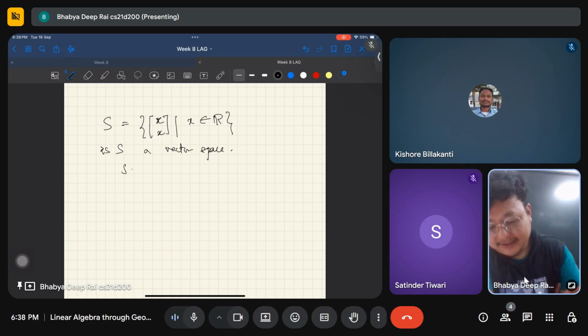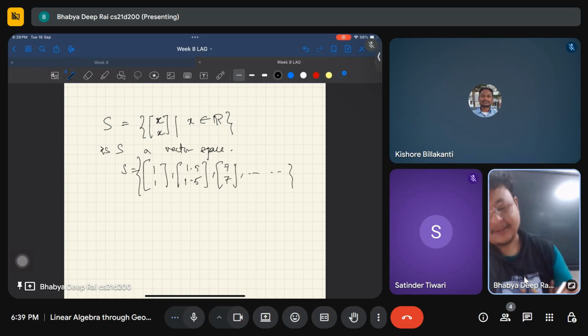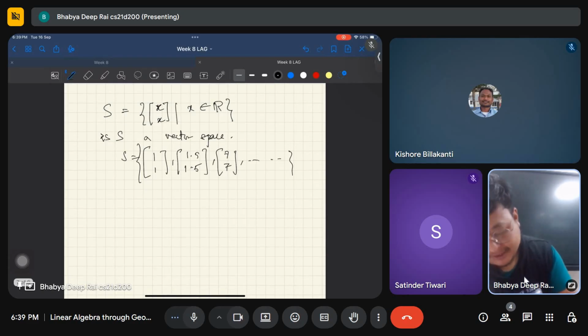Well, what will S look like? S looks something like (1, 1), (1.5, 1.5), (7, 7), and so on. And this is what it looks like. Now, is it a vector space? I'll just test closure and additive identity. So is it closed? Let's see.